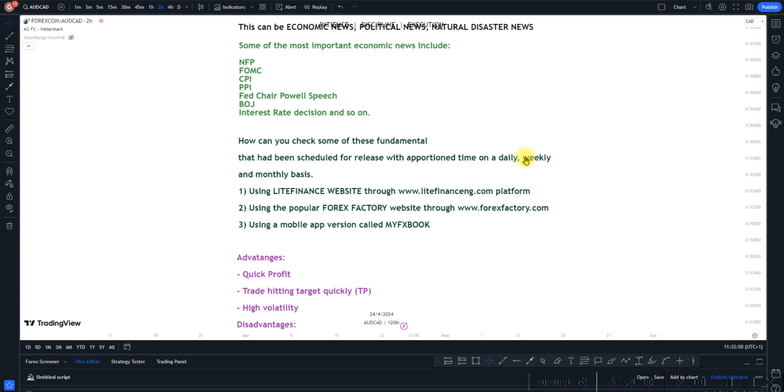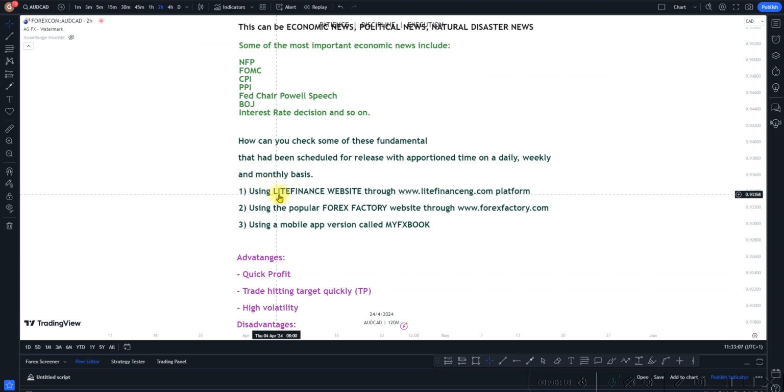Okay, welcome back to the second part of the fundamental analysis. Like I said in the former lecture, we'll now be heading to some of these websites that we can use in checking our fundamental.